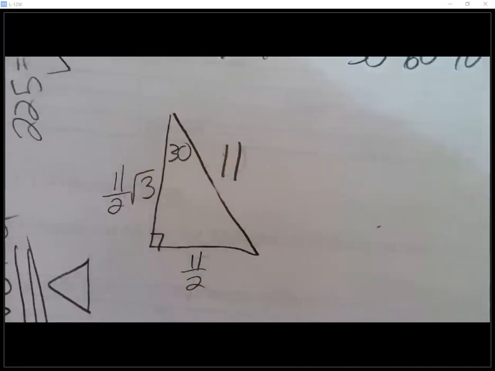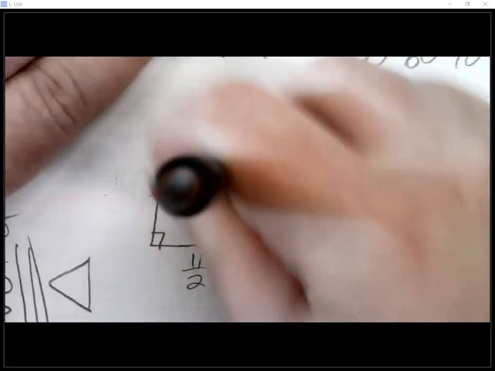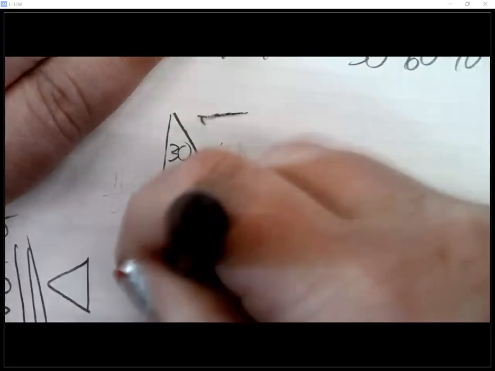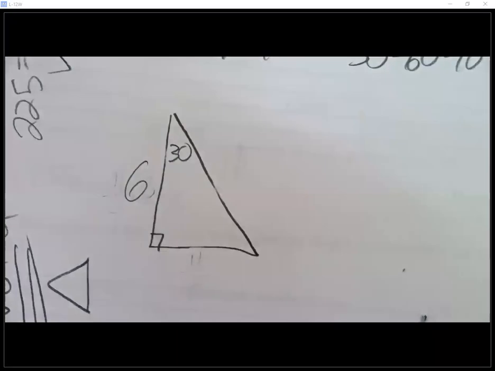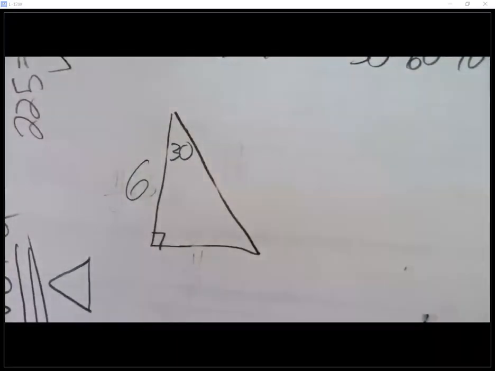Oh, just wait. What if I did this? What if I said, all right, what if this side was 6? Think of going the other way. The bottom would be 2 root 3, right? Then the top one would be 4 root 3. Where is this coming from?